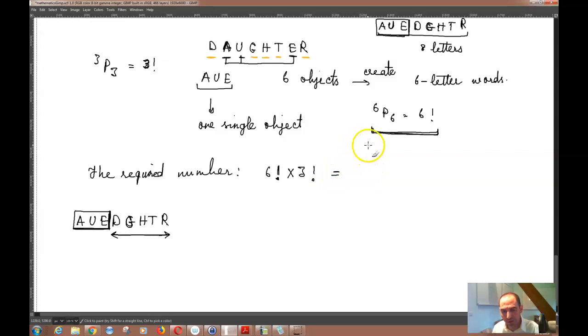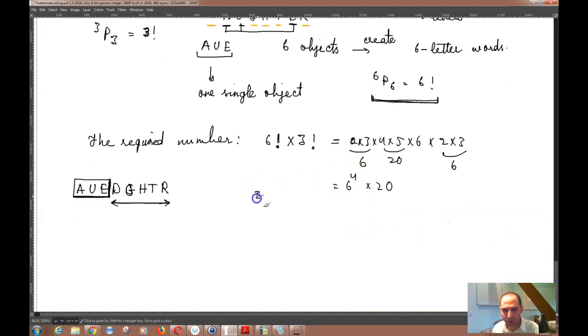well, you could say 2 times 3 times 4 times 5 times 6 times 2 times 3, which is equal to, this is a 6, this is a 6, this is a 6, and this is a 20, so that's 6 raised to the power 4. That's 6 raised to the power 4 times 20, which is equal to 36 times 36, which is equal to 36, 3, 18, 21, 0.